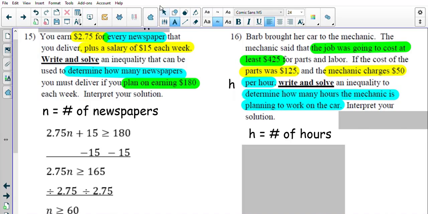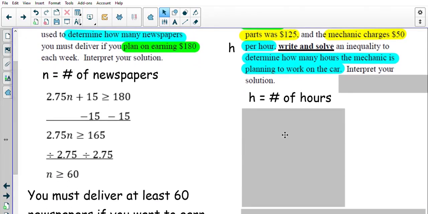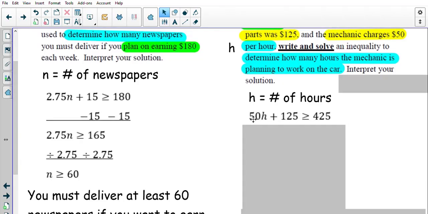So the left-hand side of this is going to look like this: 125 plus 50 times h. Then at least 425 is greater than or equal to 425. Now, I think when I wrote this, I actually put the 125, our constant or flat fee, second. It doesn't matter because addition is commutative.